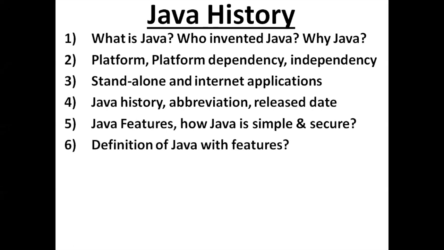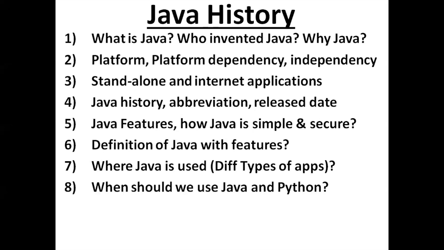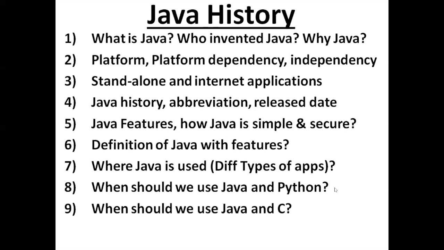The next, definition of Java with respect to Java features. Where Java is used, and the different types of applications we can develop using Java. I told you there are 2 kinds of applications, standalone and internet. That is a category. But there are so many individual technical names, and we have to understand those. When should we use Java and when should we use Python? When should we use Java and when should we use C? I need to give some explanation here. With this, we complete our Java history theory points.